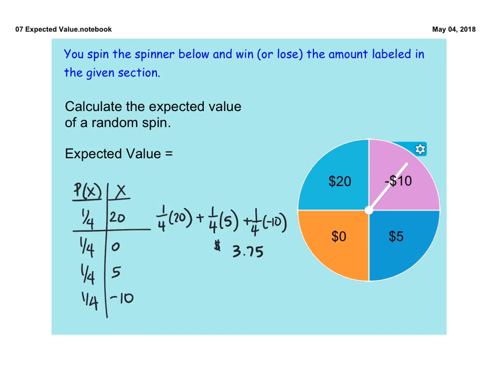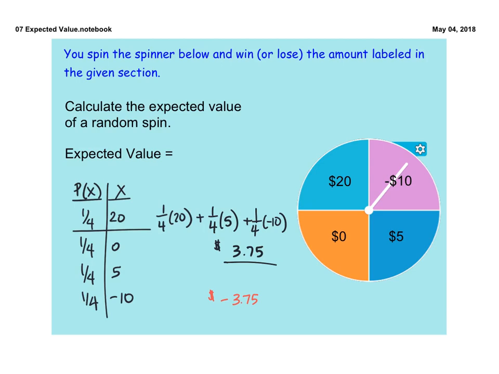Now I want you to take this into consideration. We've been getting all positive numbers for our expected value. What would it mean if I got a negative number? So let's just say, what if instead of getting $3.75 that's positive, my answer was negative. It doesn't mean my answer is wrong. You can have a negative expected value.